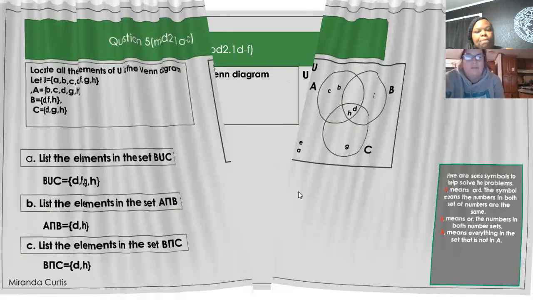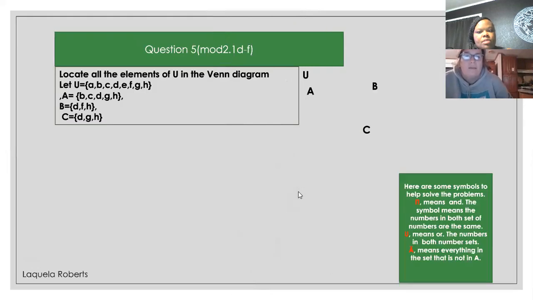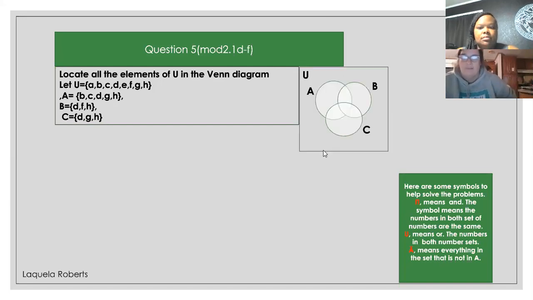Okay, let's see. So Miss Dominique, we're going to go to question, it's still question 5, but it's mod 2.1, first question, D through F. Locate all the elements in U in the Venn diagram. Let U, A, B, C, D, E, F, G, H be in U. A is B, C, D, G, H. B in set D, F, H. And C set D, G, H. All right. Here we go, our diagram. It's right here with all the different letters that we're going to be looking at.